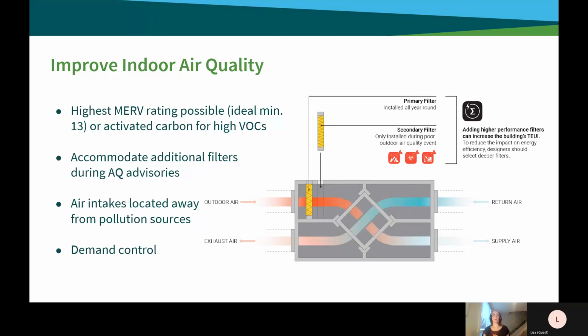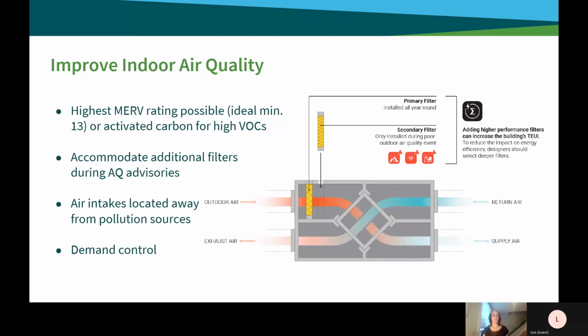Since high performance filtration may not be required all year round, it is possible to design to allow for space in your air handling units to allow higher performing filters during bad air quality events. This of course requires some consideration of the maintenance and the operations of the building, but it can be a good, low cost and high energy efficiency way to add increased air quality to your building.